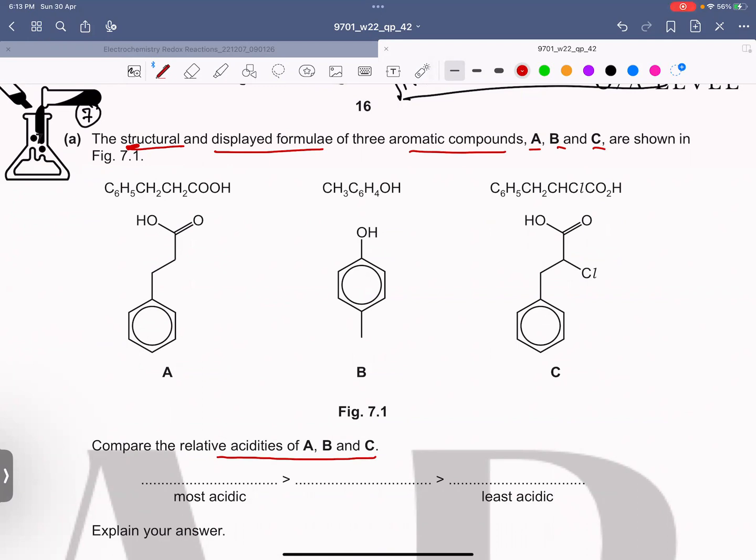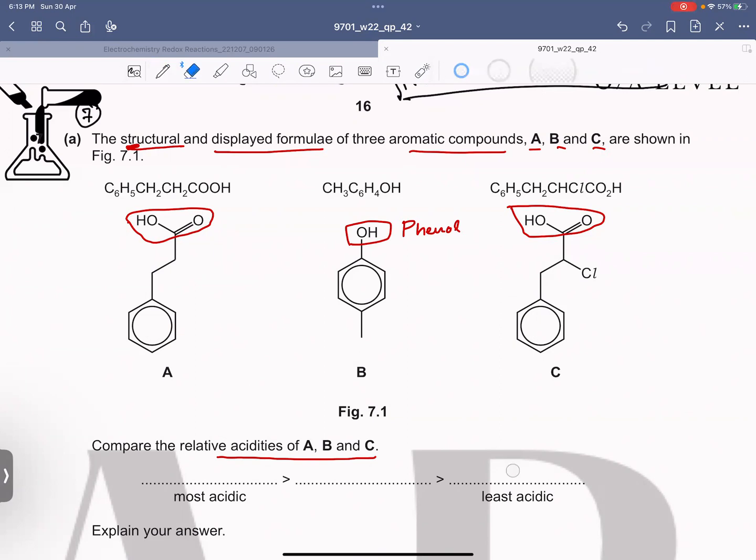So, when you have to do a comparison between the phenol and the carboxylic acid, remember, carboxylic acid is always more acidic. So, if you see here, this one is a carboxylic acid and this one is a carboxylic acid, right? And this one is a phenol because OH is directly bonded to benzene ring. So that is for sure that this one is the least acidic among these three. So I have put B on the least acidic side.